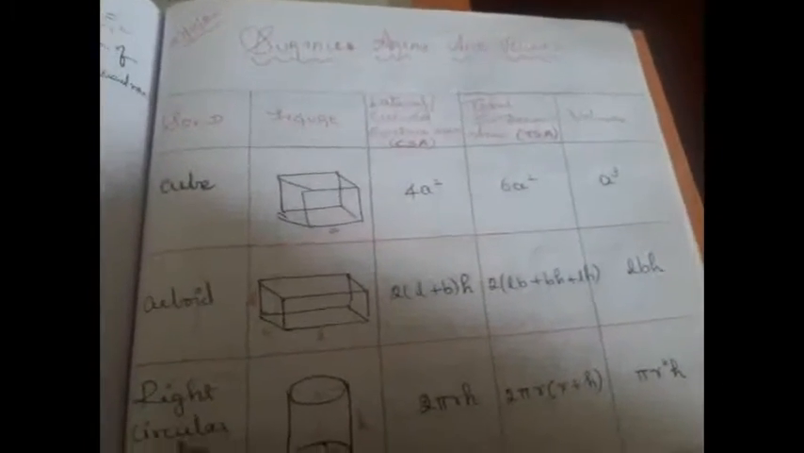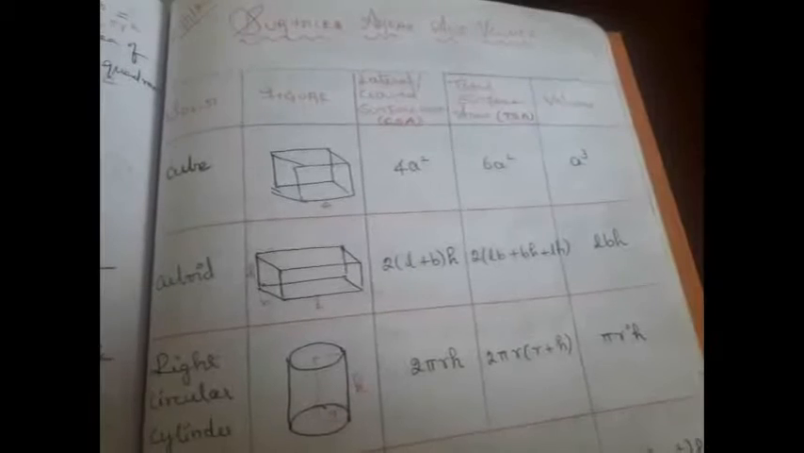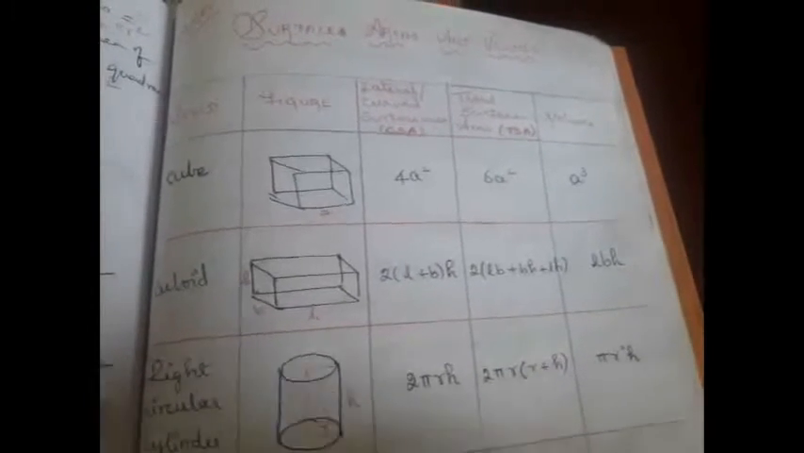Hello students, from the previous class we started a new chapter, surface areas and volumes. There is nothing new in this chapter. It's very easy. If we know the formulae at our fingertips, we can solve each and every problem. In the previous class we learned how to find the surface areas of combined figures.